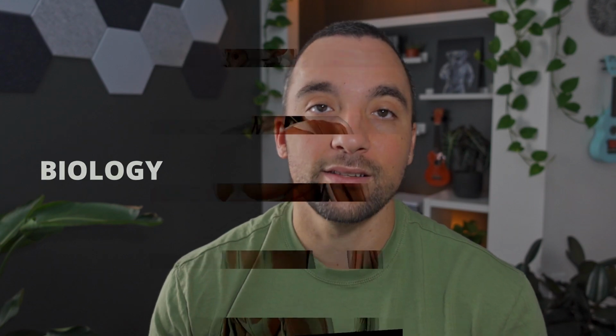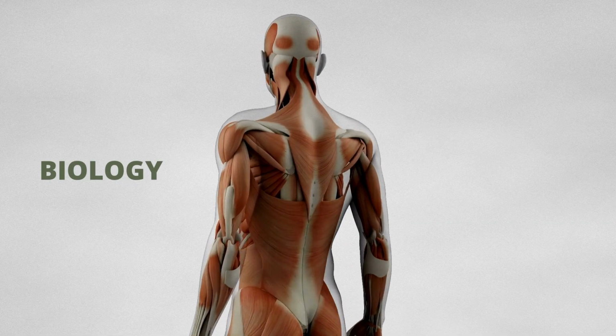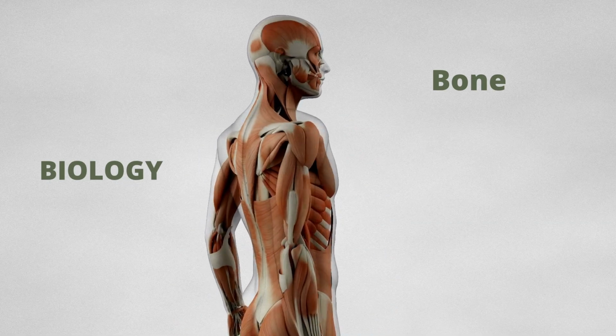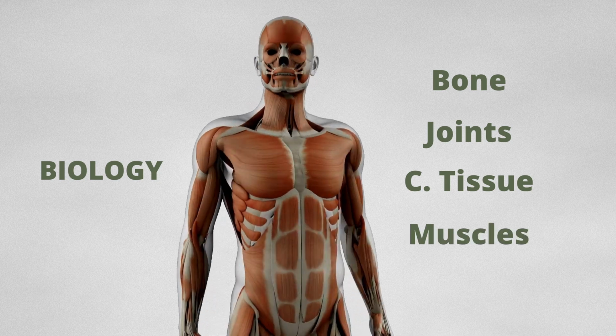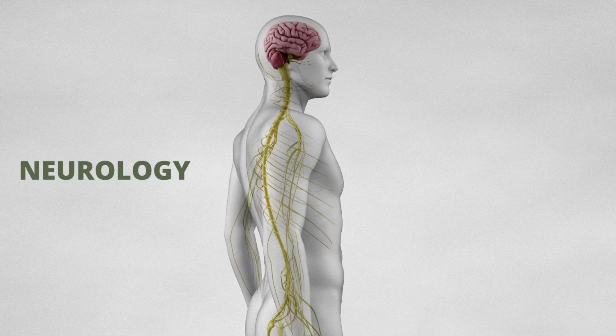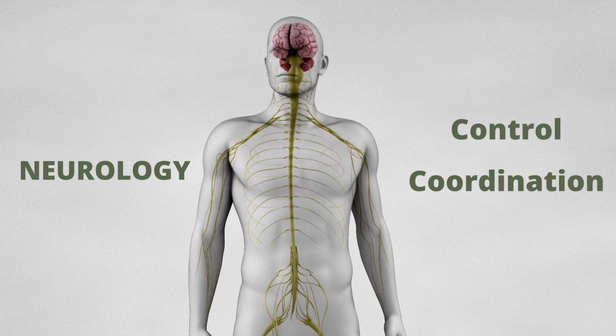To keep it simple, the word biology in this context pertains to any physical structures in the body such as bone, joints, connective tissue, muscles. The neurology pertains to the nervous system's ability to control and coordinate movement. Let's use a helpful analogy. When we say biology and neurology in the body, it's very akin to hardware and software in a computer.